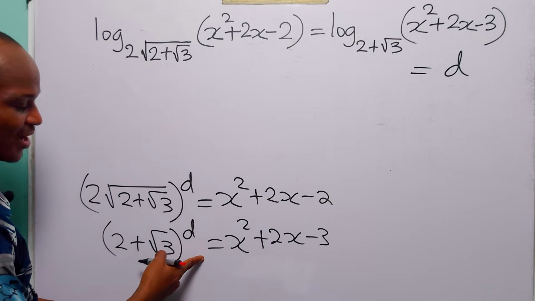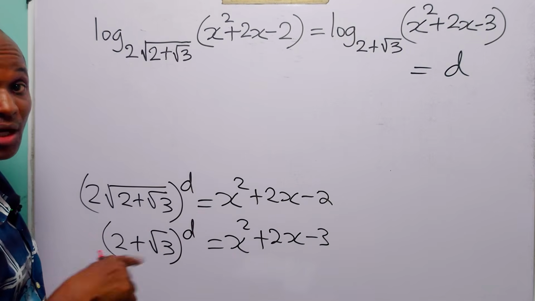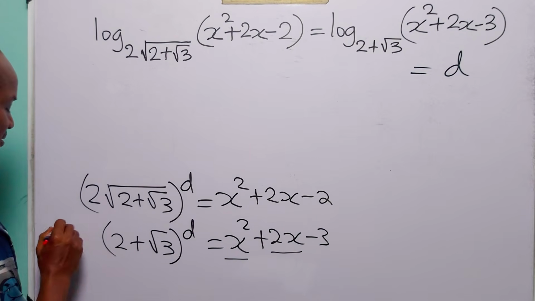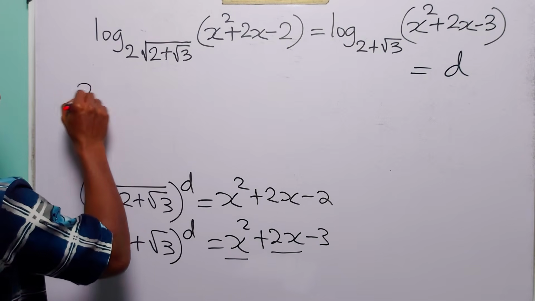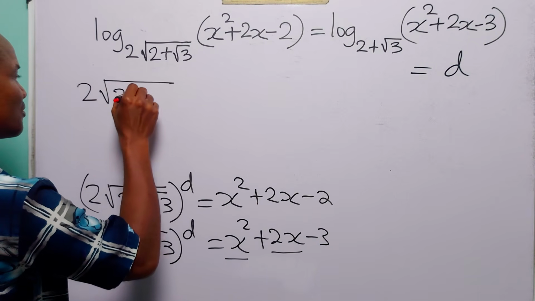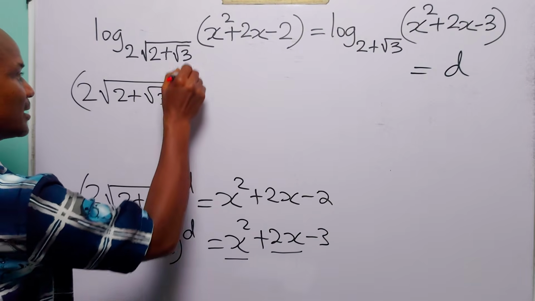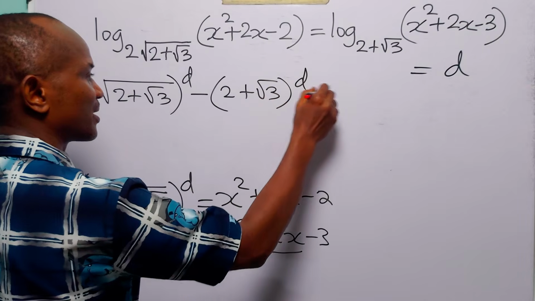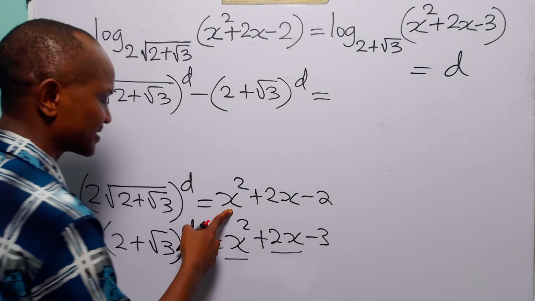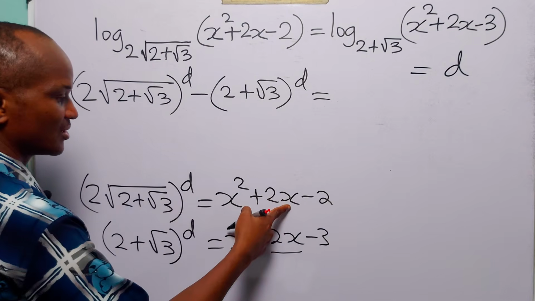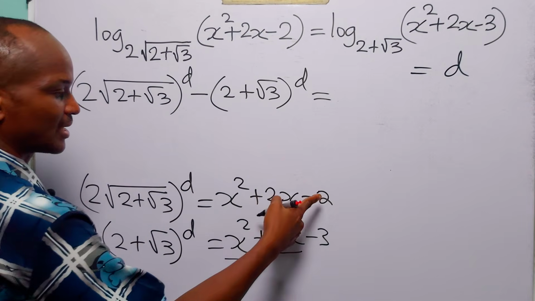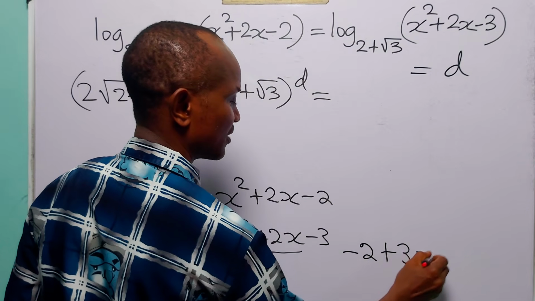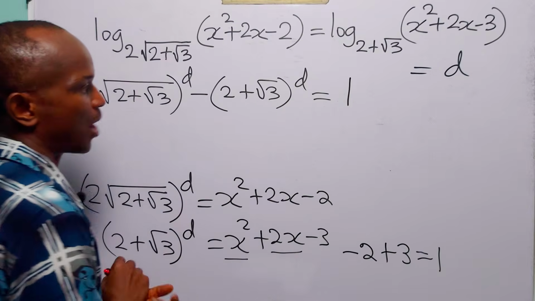Now notice that if we subtract the second equation from the first equation, we are going to eliminate x squared and also 2x. So let us do that. On the left-hand side, we now have 2 times root 2 plus root 3 to the power d minus 2 plus root 3 to the power d. And of course, on the right-hand side, we have x squared minus x squared, which is 0, 2x minus 2x, which is 0, and minus 2 minus minus 3, which is equal to minus 2 plus 3, which is 1. So here we have 1.